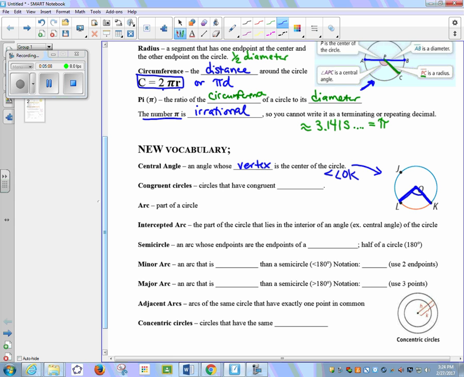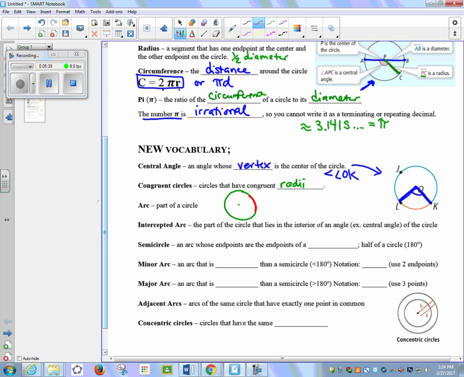All right, congruent circles, circles that have congruent radii. Actually, they have congruent everything. They have congruent diameters and everything. We've talked about congruent before. An arc is just a part of a circle. Now, remember, a circle is just the points that go around a center, right? So a part of a circle would just be a section of that line, basically.